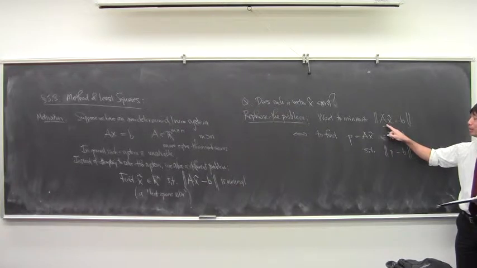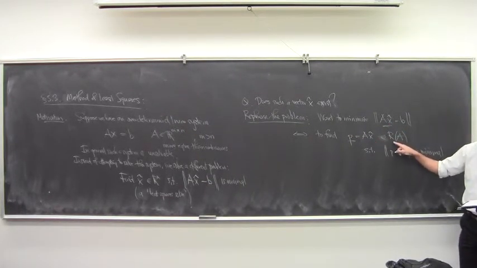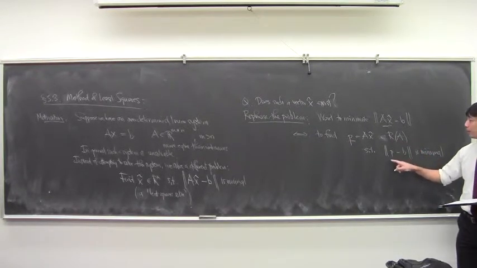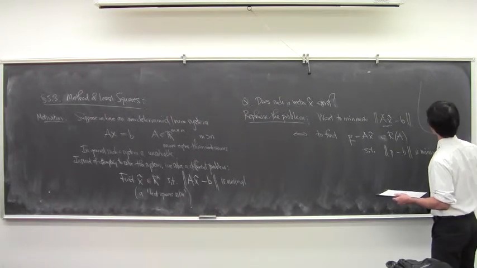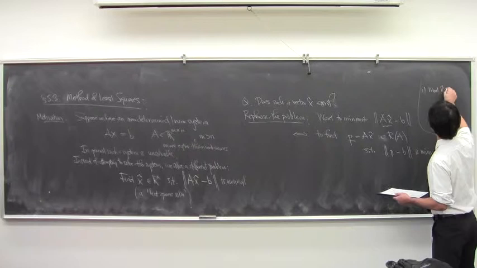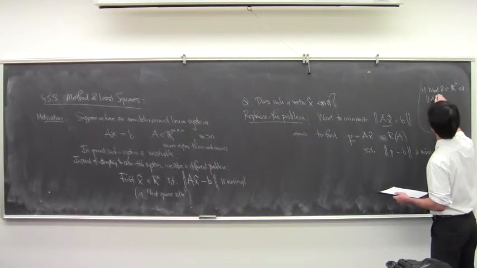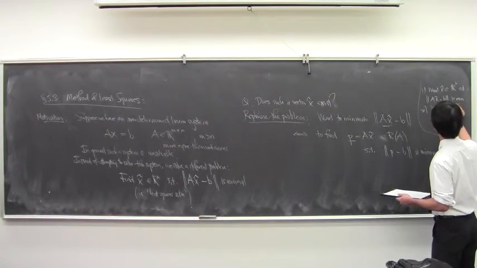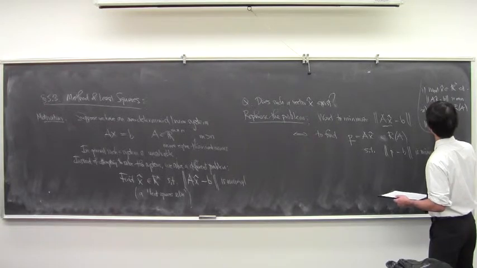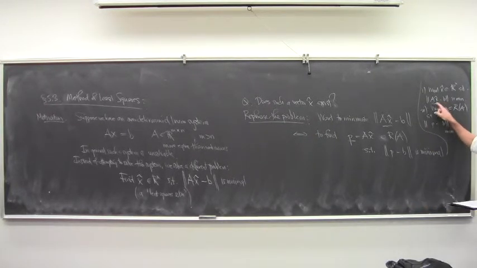Call this thing p, and we let p range over the range of A. And we're looking for the p in the range of A such that this is minimal. That's the same thing, right? The first thing we have is we want x hat in Rn so that this is minimal. The second thing is we want p in the range of A such that p minus b is minimal. This thing is in the range of A. So we're looking over all p in the range of A to find the one such that this is minimal. It's not exactly the same problem, but it's pretty close.